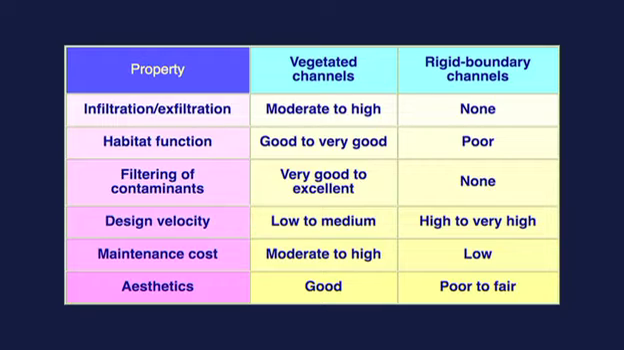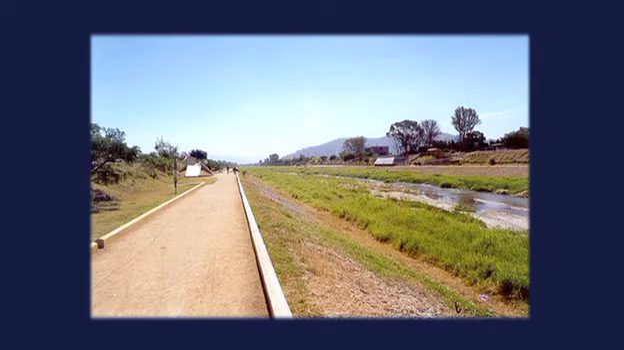The capability for channel infiltration is one of the main reasons for the selection of a vegetated channel in lieu of a rigid boundary channel. A vegetated channel can feed to groundwater, while a rigid boundary channel cannot. In many cases, groundwater replenishment may be important enough to warrant the choice of a vegetated channel. Habitat function is a design consideration in cases where biodiversity may be threatened.